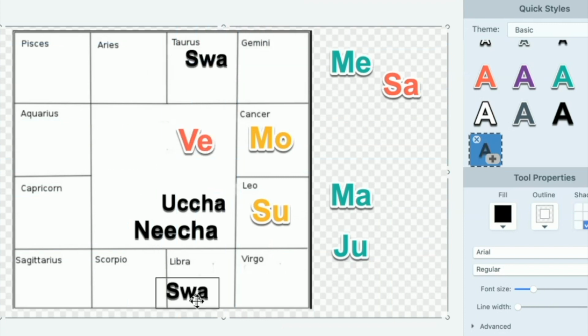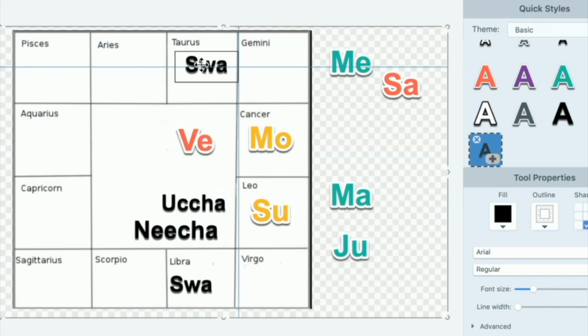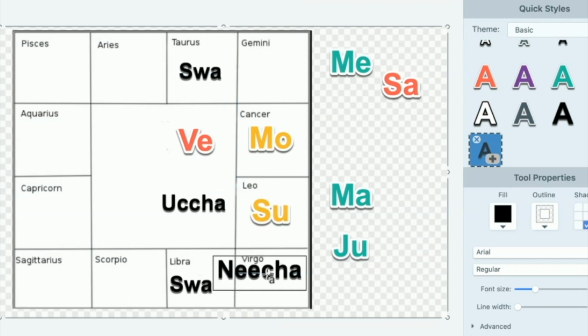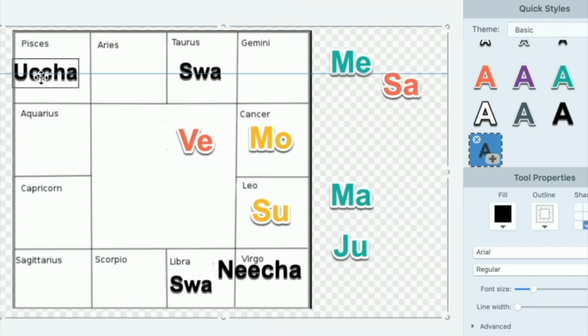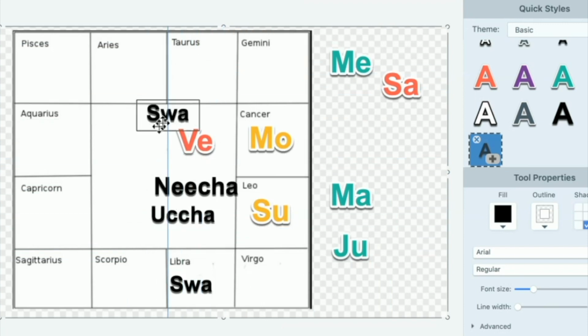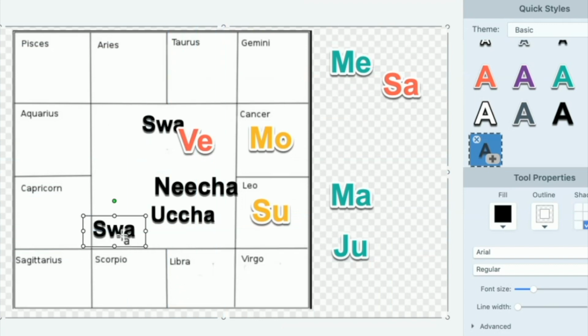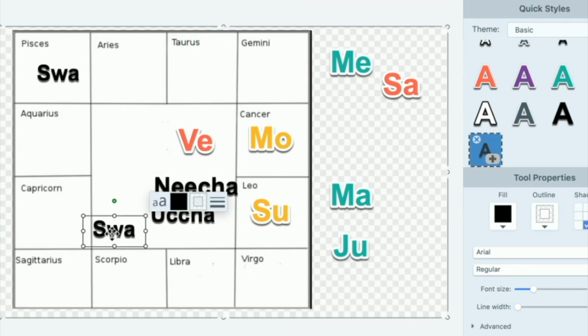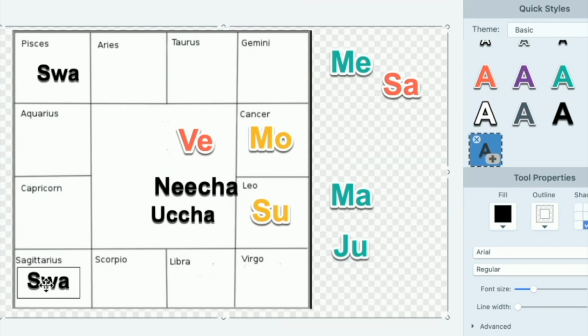Yes, and exalted and debilitated? Virgo debilitated, and Pisces exalted. Yes. And then Jupiter, where is it exalted? What's the Swarashi of Jupiter? Pisces and Sagittarius. Jupiter has two.